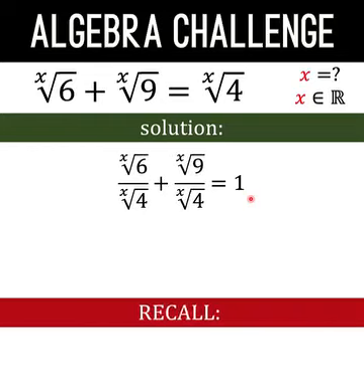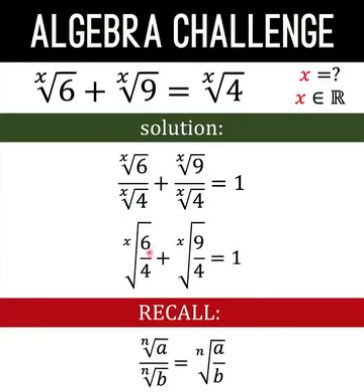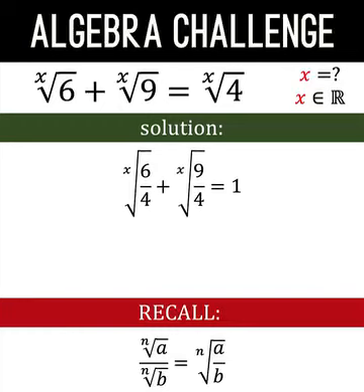And then let's recall some properties of radicals. When we have the nth root of a divided by the nth root of b, this is equal to a single radical, the nth root of the quotient of a and b. And here is the common index. Based on this property, we can now simplify this first term as the x root of 6 divided by 4. The second term is also the x root of 9 divided by 4, and we just copy the right side of the equation. Then notice that 6 over 4 can be simplified as 3 halves.